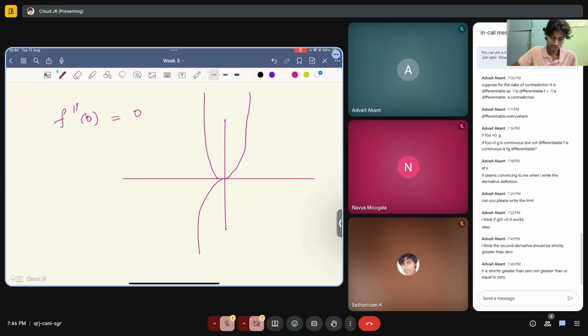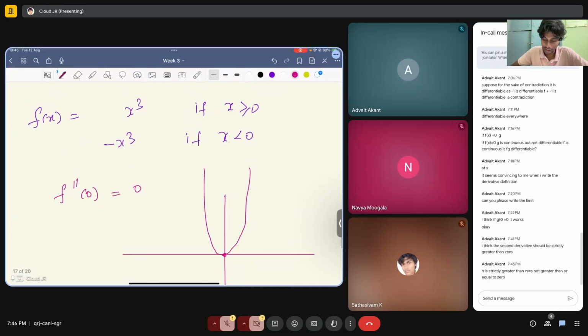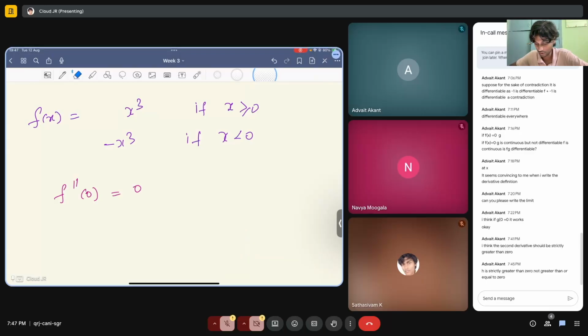The thing about it is this point is a minima. It's not that the second derivative being 0 necessarily means it's a point of inflection. What it tells is, if the second derivative is 0, then we don't know what is going on. It does not tell you anything.